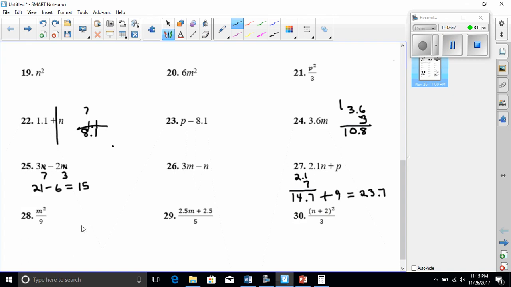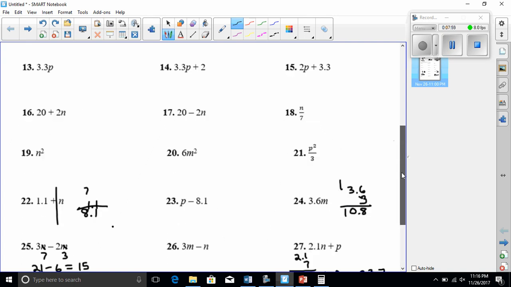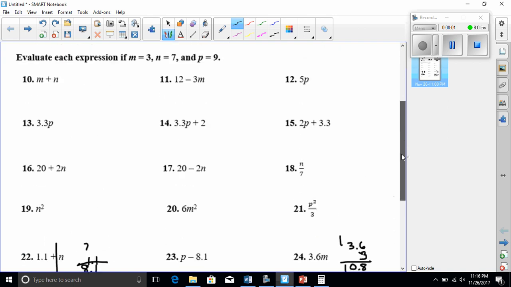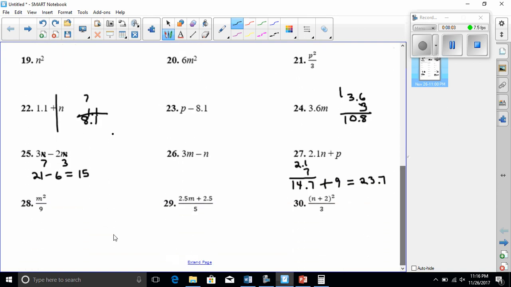All right, we're down to number 28 now. It's saying for m, and if m is 3, then I have 3 to the second power over 9. Here's the problem with that. 3 to the second power is 3 times 3 over 9. And we all know that's really a 9 over 9. And any number over itself, of course, equals 1. So the answer to that one is 1.